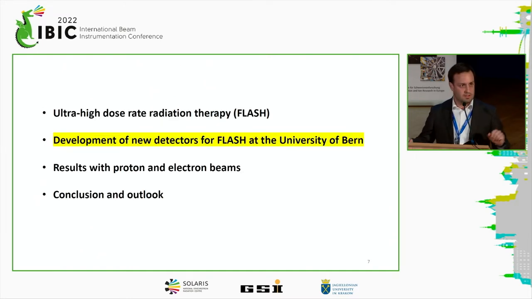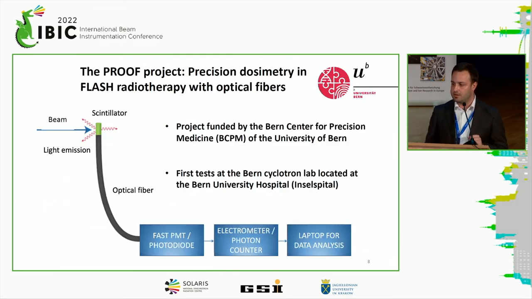And so let's go to this second point, which is the development of new detectors for flash at the University of Bern. And the principle here is very basic. We have a scintillator, a miniaturized scintillator here on the top of an optical fiber. And then, of course, when the beam interacts with the scintillator, there is a light emission which is driven into the optical fiber and then goes to a data acquisition system, which is a fast PMT or a photodiode, then connected to a photon counter system, which can be an electrometer or a multi-channel scaler. And then finally, the laptop for data analysis.